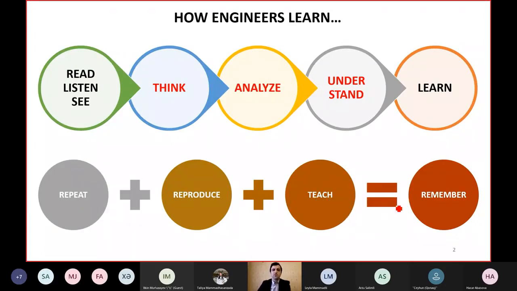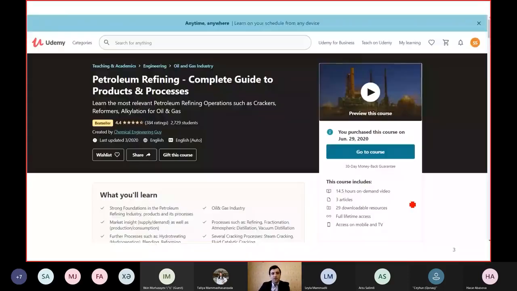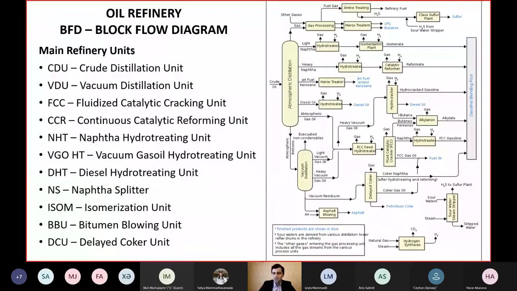As I told you in the first session, I used the Petroleum Refining: Complete Guide to Products and Process course on Udemy. I mostly use the presentation slides, and I added some slides from the reference book I used. This is the oil refinery block flow diagram that we discussed during the last session. Now I would like to summarize it briefly, because it is really important to understand the processes in the BFD first, and then we go one by one through each unit.